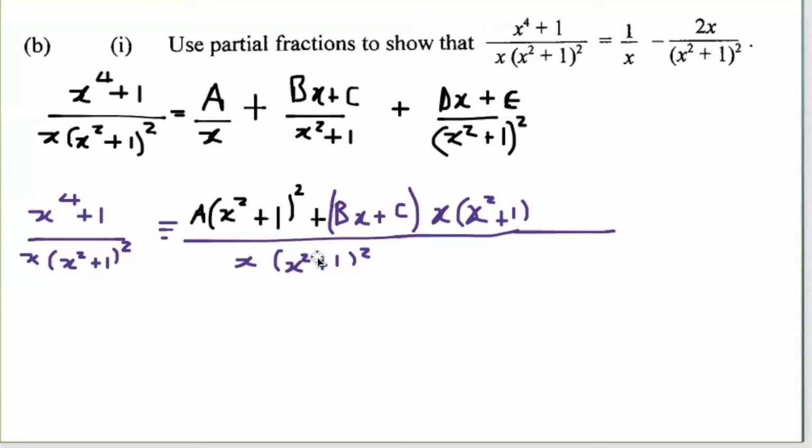Then I'll have plus, then (x squared plus 1) all squared into the denominator. That will cancel. So what I'll have is just x times dx plus e, because the (x squared plus 1) all squared goes into what I have in the denominator. It cancels. So x times dx plus e. Now what we say is that the left is the same as the right, so I can just neglect the denominator and focus on the numerator.